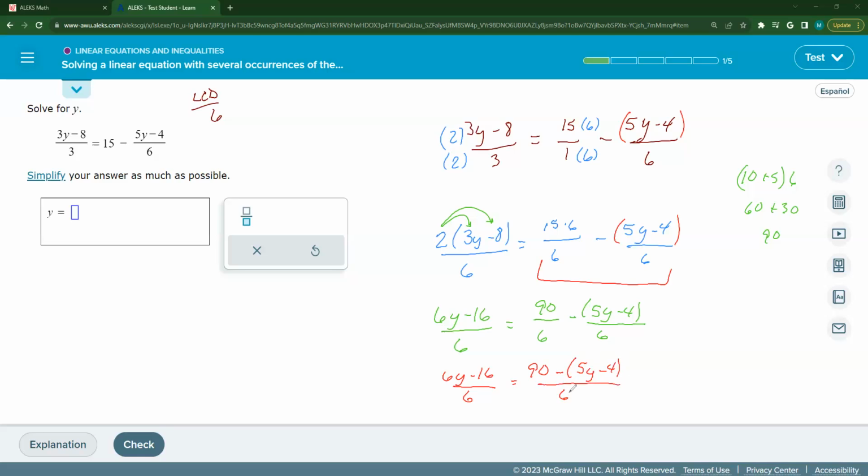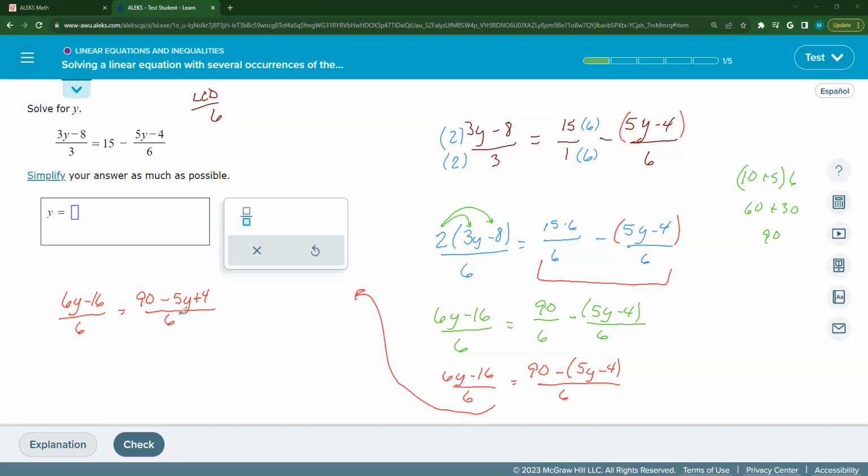Now, I do have to distribute. This minus could be a -1, or I'm thinking this is the subtracting of everything in this numerator, meaning I'm going to change all of their signs. So I'm running out of room, so we're going to squeeze it all over here. So I have 6y minus 16 over 6 equals 90 minus 5y, and then the opposite of -4 is +4, all over 6.